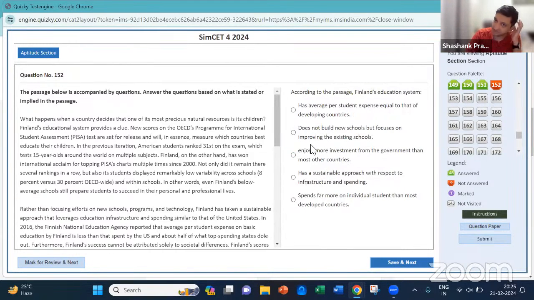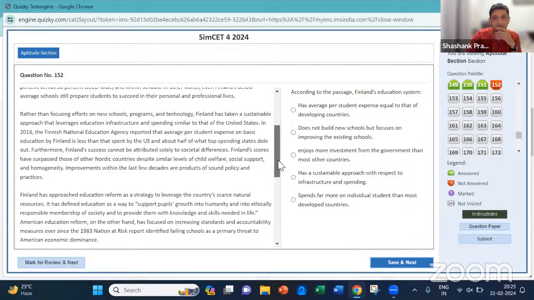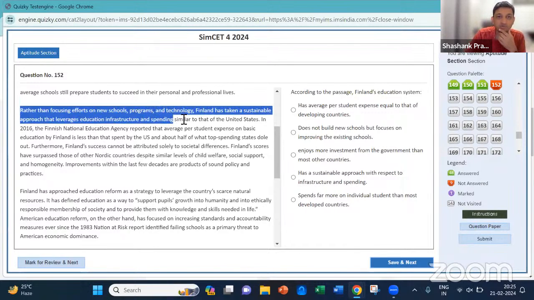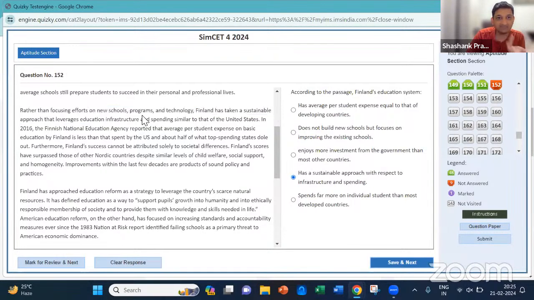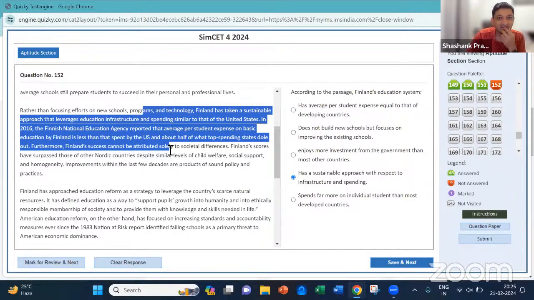According to the passage, Finland's education system is very good. Has average per student expense. Expense is also included in this. I like either 4 or 5. Sustainable approach or spends far more, because Finland has been spoken about in a positive context. Let's see. Rather than focusing on new schools, programs, Finland has taken a sustainable approach. Yeah. Infrastructure and spending similar to the United States. I think this is fine.